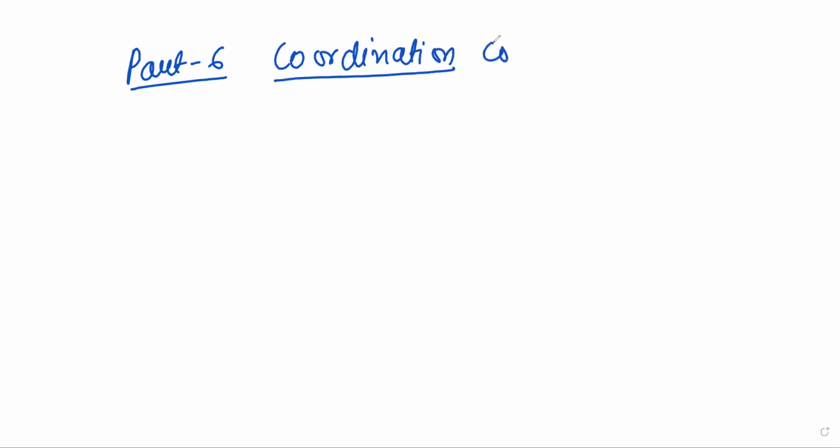Now see part 6 of coordination compound. Question number 23. So it is asked in 2006.